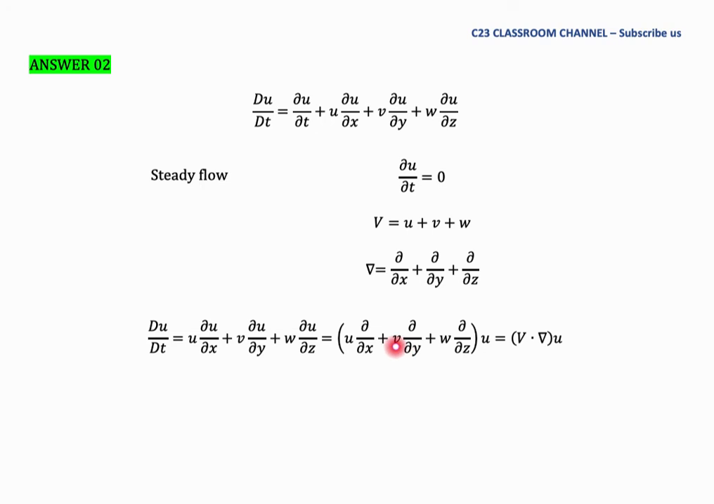The u, v, and w here is actually the velocity V, and the terms of ∂/∂x, ∂/∂y, and ∂/∂z here are actually similar to the term nabla here. So we could simplify the value of Du/Dt here as V times nabla times u, as shown in this term.